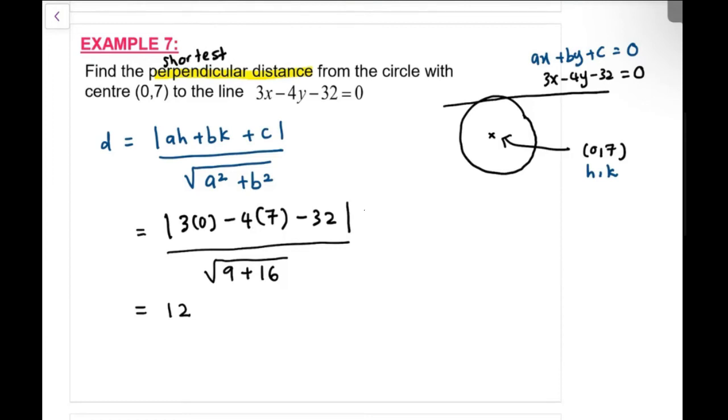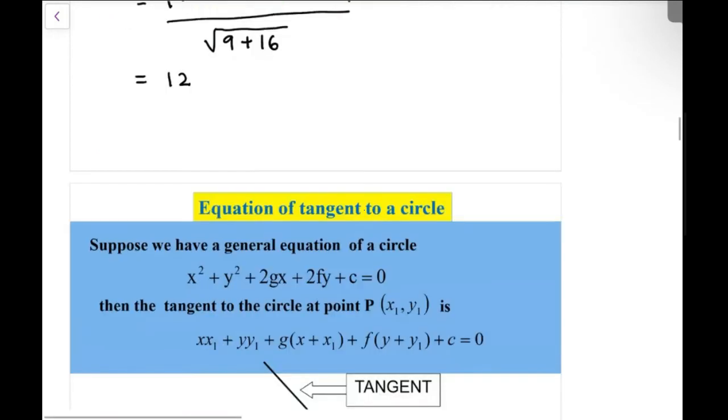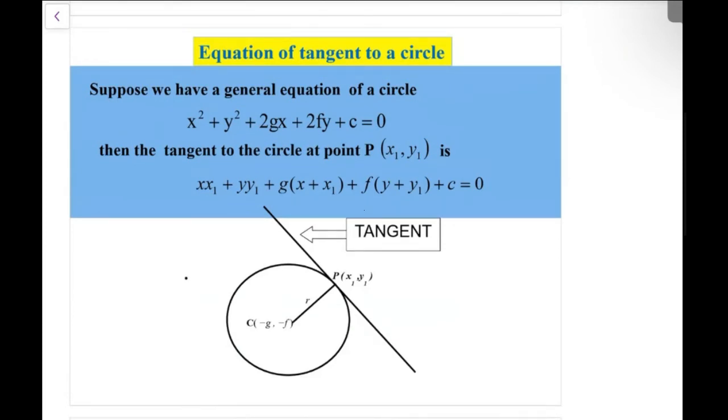So if the question asks for a perpendicular distance or shortest distance, we just have to straight away use this formula. Next one, we will learn how to find the equation of a tangent to a circle. So our equation will be xx1 plus yy1 plus g(x plus x1) plus f(y plus y1) plus c equal to 0. Not to worry, this formula will be provided during examination.